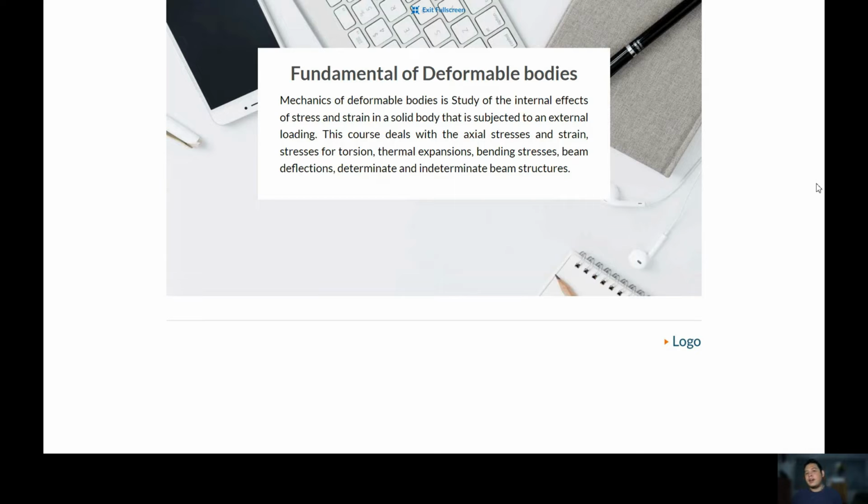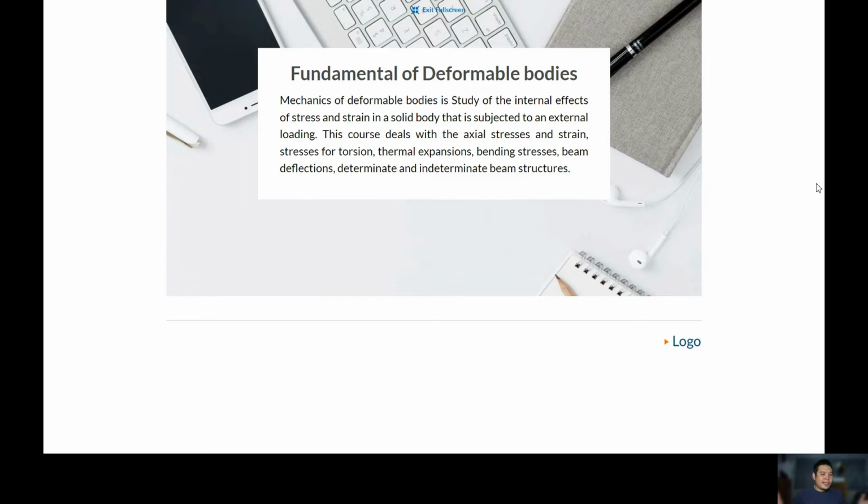Let's just go ahead and have a visual demonstration. For example, you have a piece of steel that you want to stress, or you want to pull on each side. When we are pulling each side, we are already applying external forces. Now, the study of deformable bodies focuses on the effects of those forces that you have applied on the material that you are stretching.